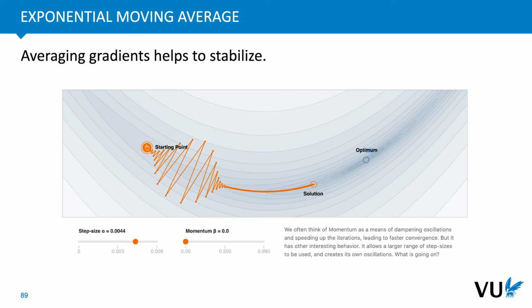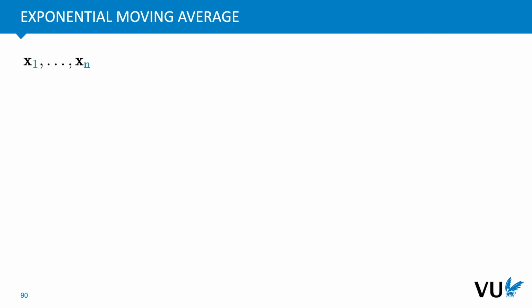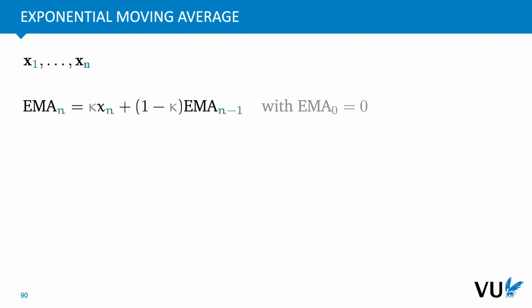And what we see is that momentum functions as a kind of average, specifically something called an exponential moving average. So we'll define what that is first, and then we'll show how it can be translated into momentum. Imagine you have a series of values, vectors or scalars. Then the exponential moving average is a value that you compute and update as these values are observed, one after the other. And the exponential moving average is defined as this.